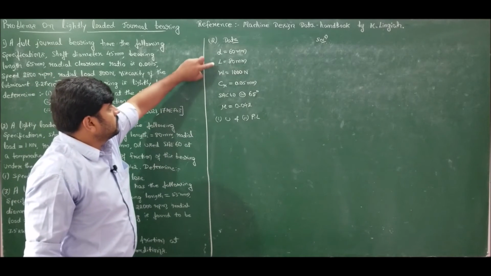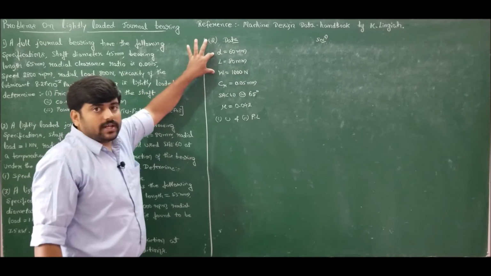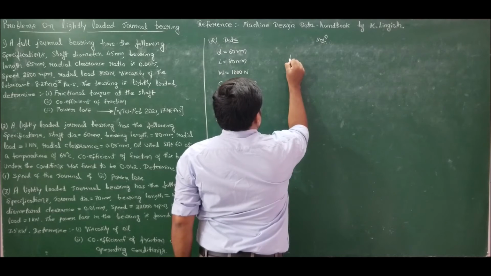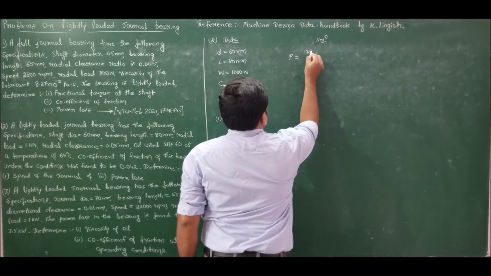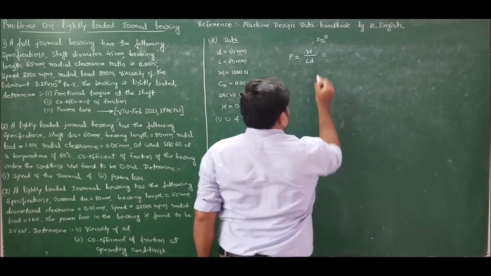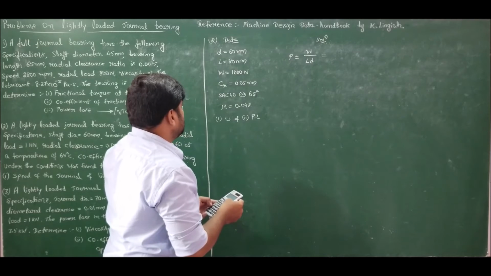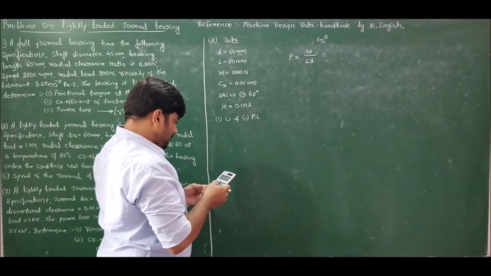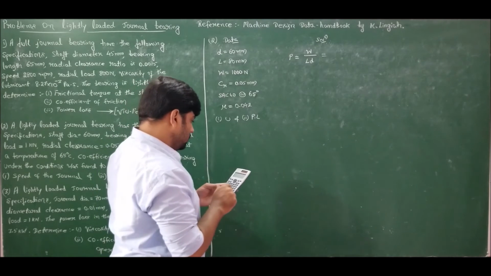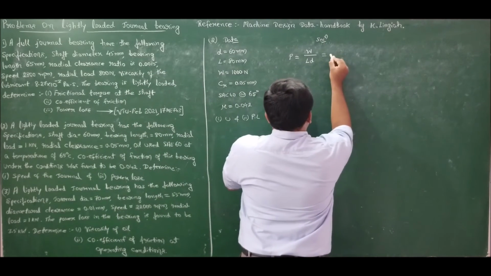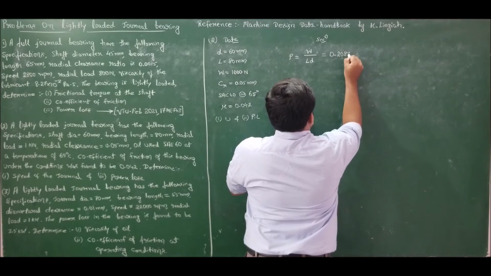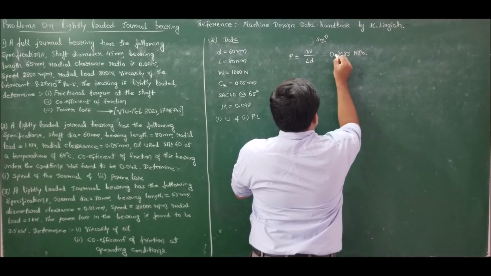We know load, we know length, and we know diameter. Thereby I can find the bearing pressure. So bearing pressure is load divided by projected area. It is L into D, which I discussed just now in problem number 1. So load is 1000 divided by 60 into 80, which is nothing but 0.2083 megapascals or Newton per millimeter square.